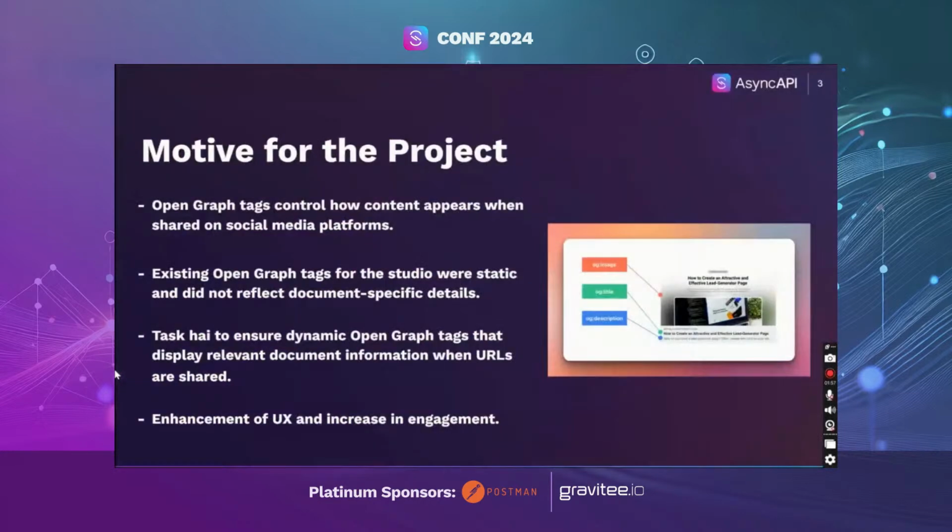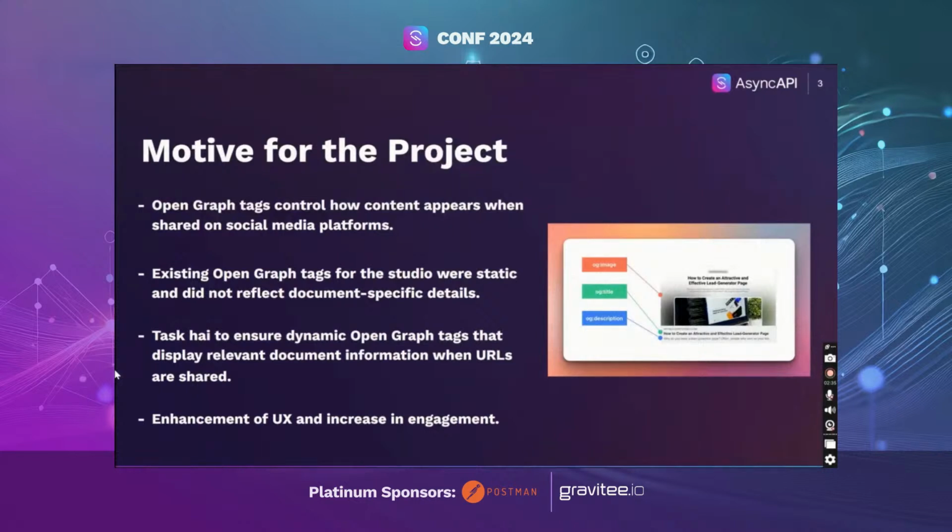So to understand what is the need of the project, we need to first understand what open graph tags are. So open graph tags are essentially tags that are present in the head of the HTML of a page that decide how that page is going to appear when it gets shared on social media, on any social media site such as Twitter or Facebook or WhatsApp or Slack, anything for that matter.